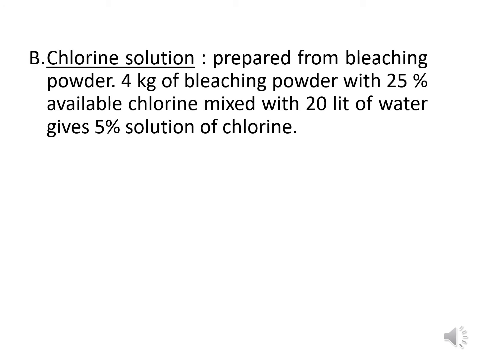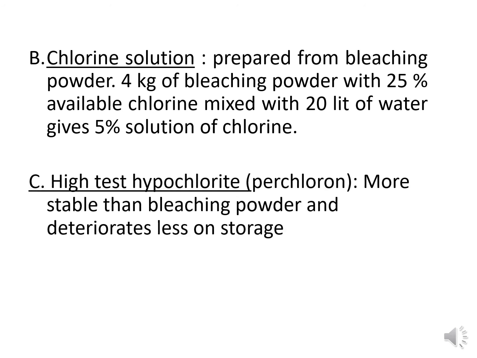Next is the chlorine solution, which is prepared from bleaching powder. So 4 kg of bleaching powder gives 25% of available chlorine, which when mixed with 20 liters of water gives a 5% solution of chlorine. Next is the high test hypochlorite or the perchloron method. It is more stable than bleaching powder and deteriorates less than bleaching powder on storage. So as a result, high test hypochlorite is a better option.